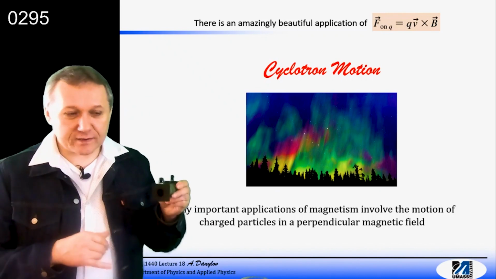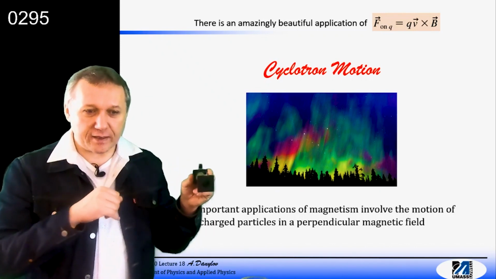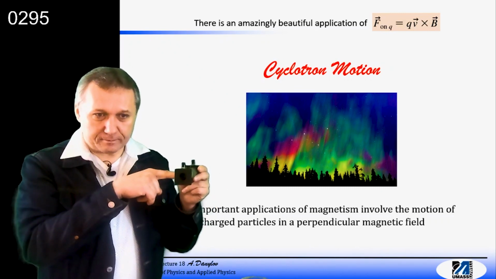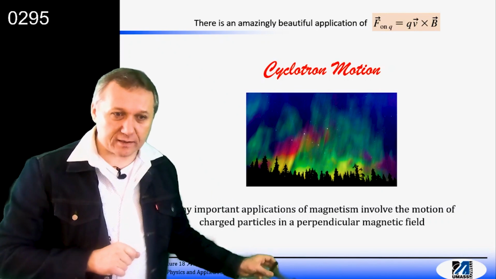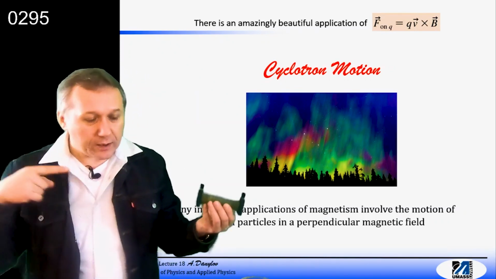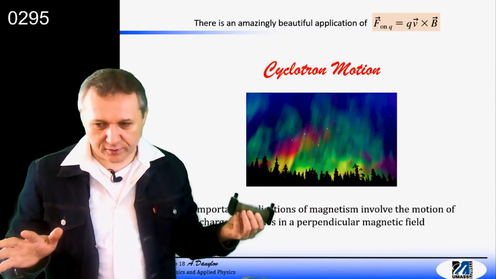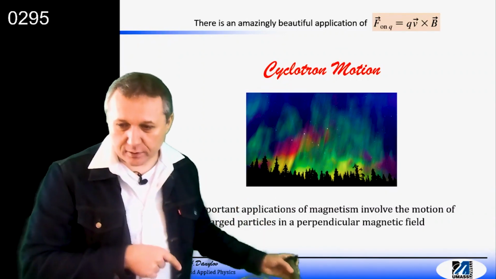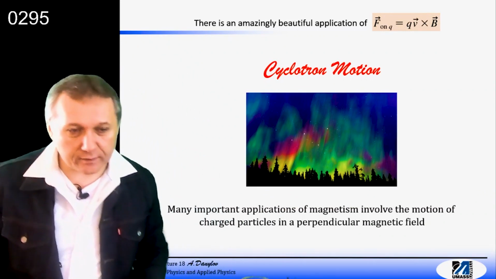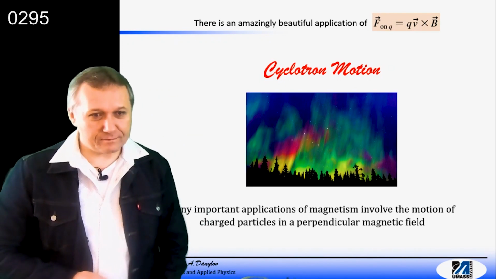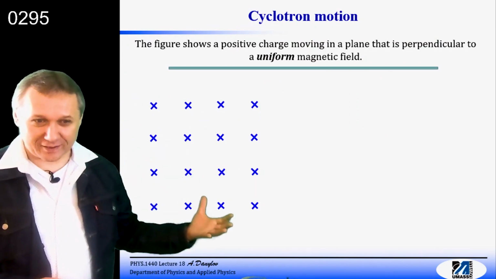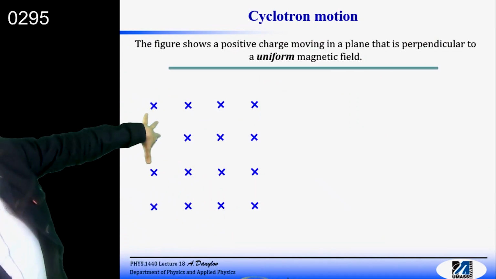But let's turn everything by 90 degrees and send a particle perpendicular to the magnetic field. And let's discuss that in detail. Again, if you send a charged particle along magnetic field lines, nothing interesting. But if you send it perpendicular, then it will lead us to very important processes.